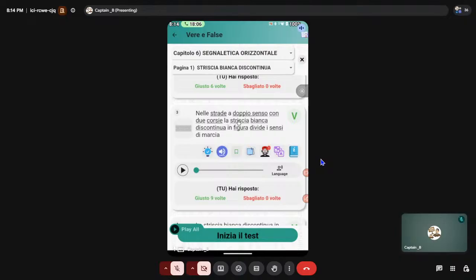La striscia, meaning this line. All right? Bianca discontinua, the discontinuous line in figura, the figure. Divide. Now, he said he divides. What did he divide? The senso di marcia. He divided the sense of movement. Remember, the sign is talking about doppio senso, meaning two-way circulation. And that middle line also divides it to be two-way circulation.